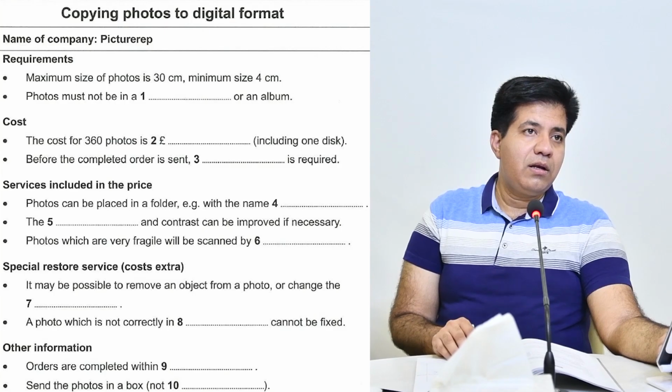Oh, and talking of fixing photos, I've got a few that aren't properly in focus. Can you do anything? In focus.